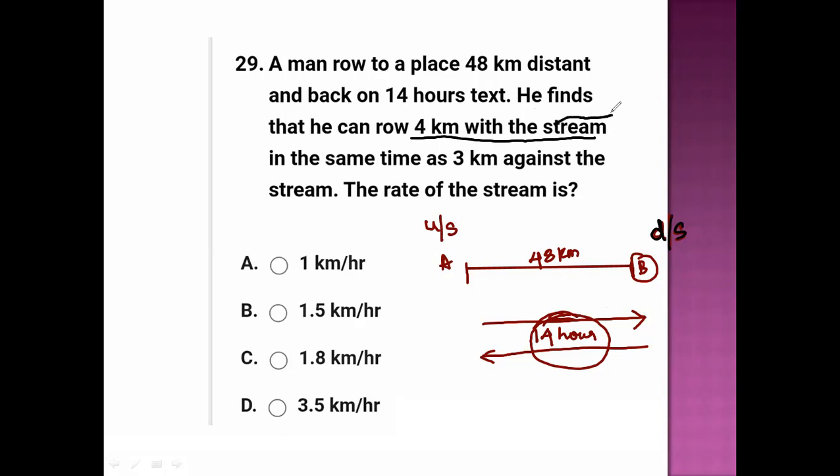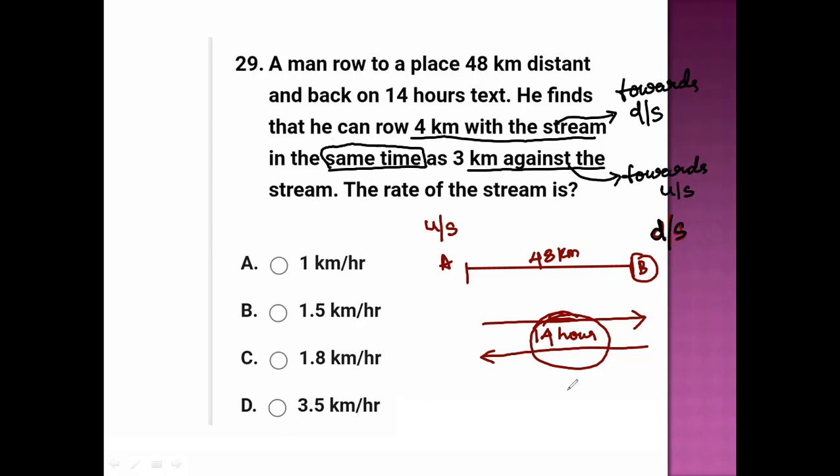With the stream means it is always towards the downstream. In the same time, this is very important, same time as 3 kilometer against the stream. Against the stream means towards upstream. This is always towards upstream, that you need to know.